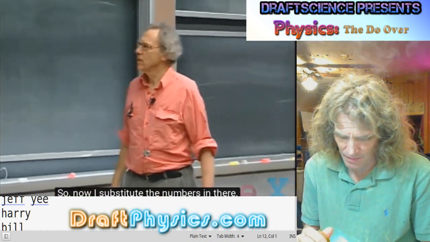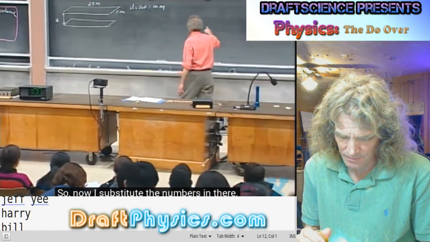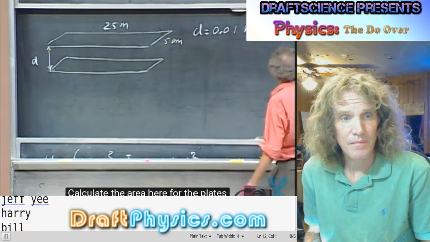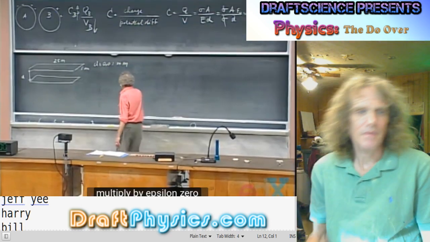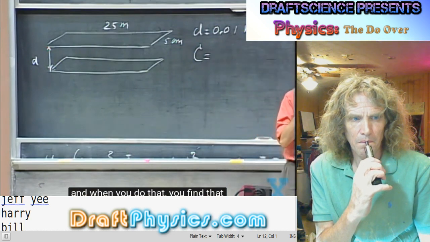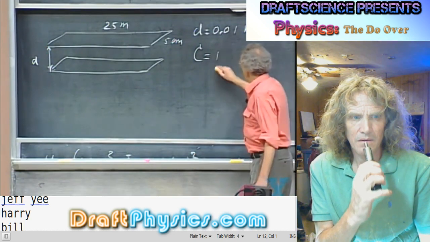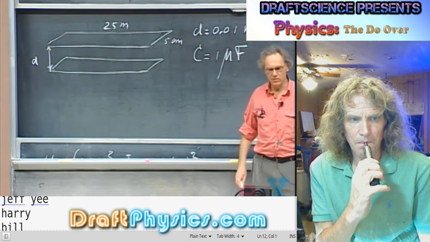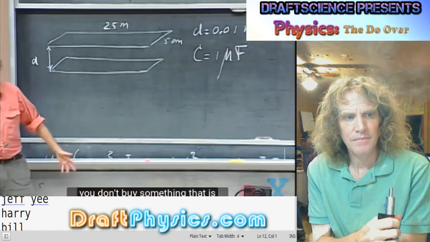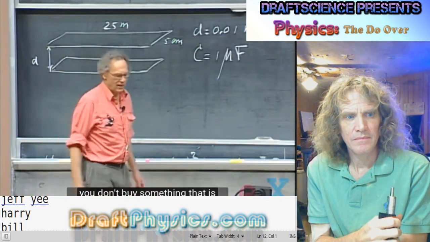So now I substitute the numbers in there. I can calculate the area of the plate, in square meters, of course, multiply by epsilon 0 and divide by d in meters. And when you do that, you find that the capacitance of this big monster is only 1 microfarad. It's not very much. When you go to Radio Shack and buy a 1 microfarad capacitor, you don't buy something that is 25 meters long and yay big.